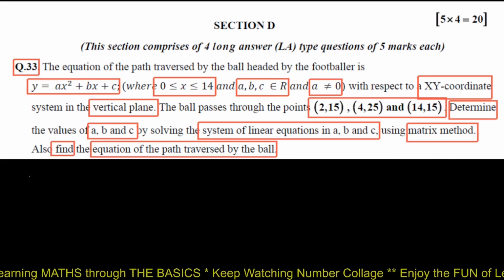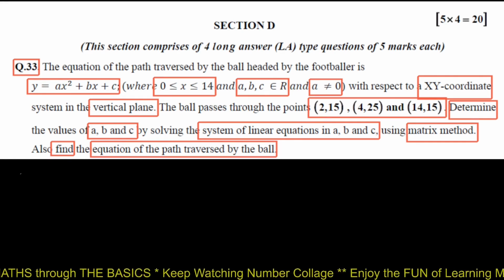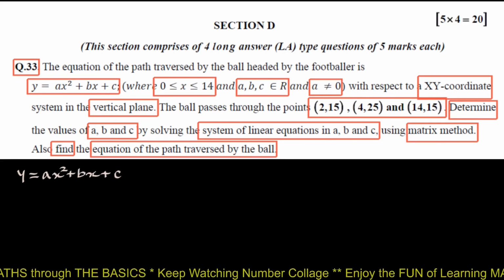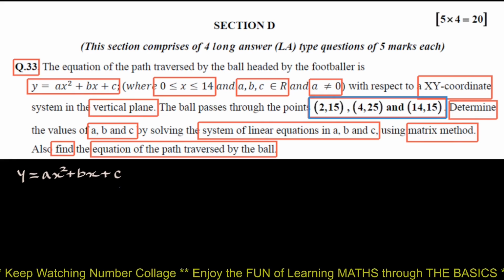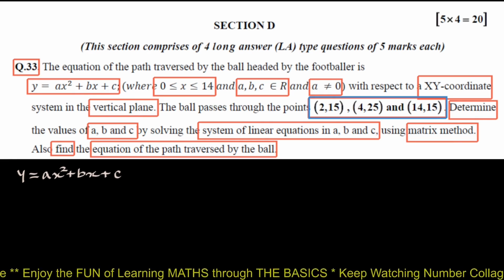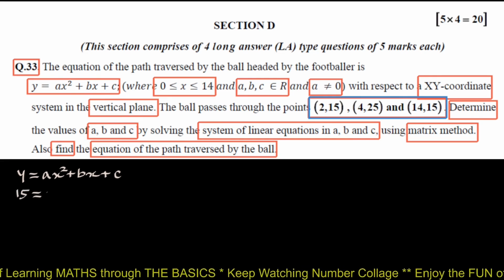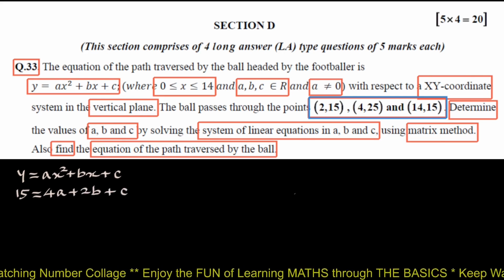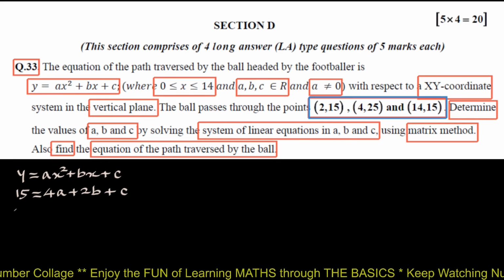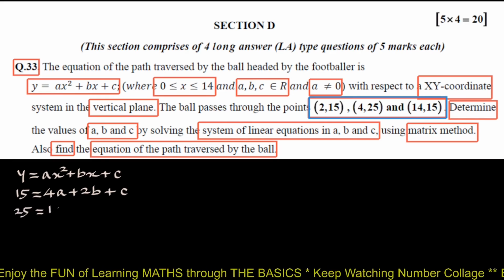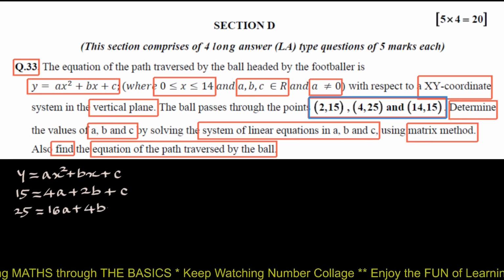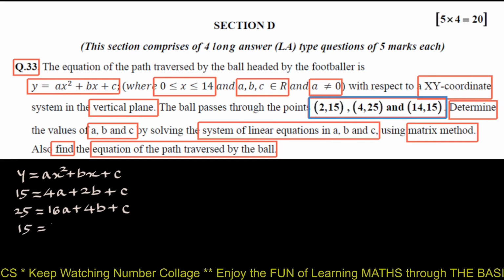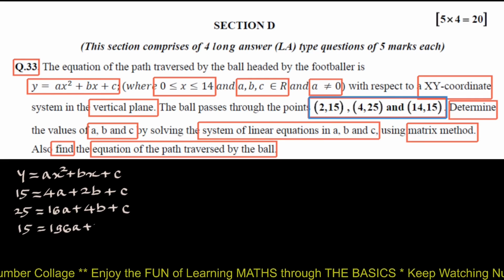We have the equation of the path traversed by the ball given as y equals ax square plus bx plus c. From the points through which the ball passes, we will write this equation as, for the first point 2, 15, 15 equals 2 square, which is 4a plus 2b plus c. For the second point 4, 25, we have 25 equals 4 square, 16a plus 4b plus c. And for the third point 14, 15, we have 15 equals 14 square, 196a plus 14b plus c.